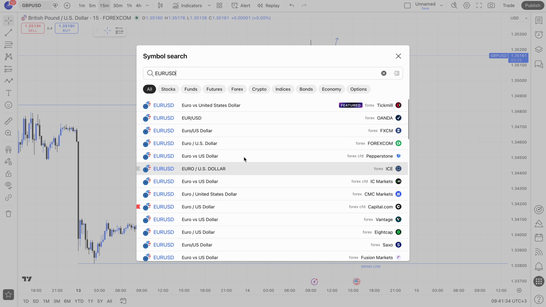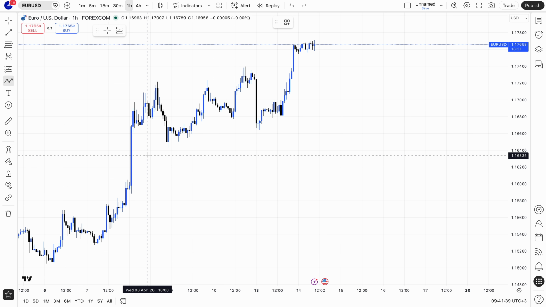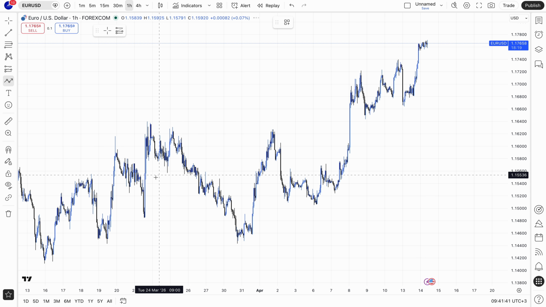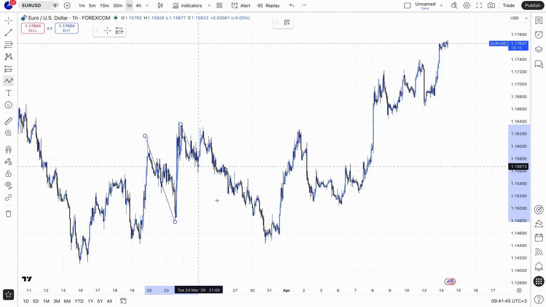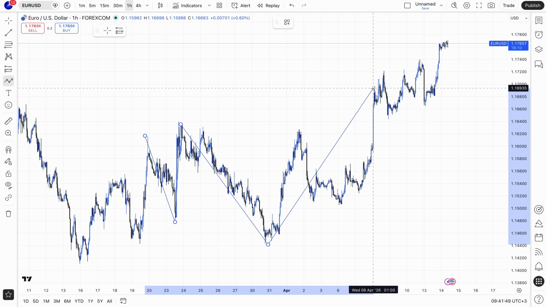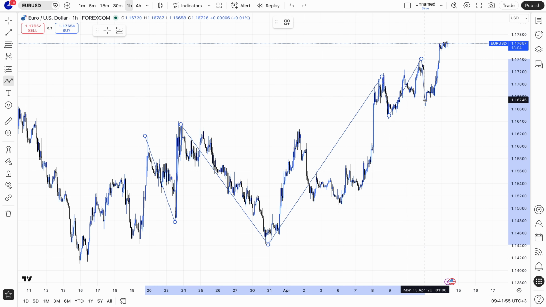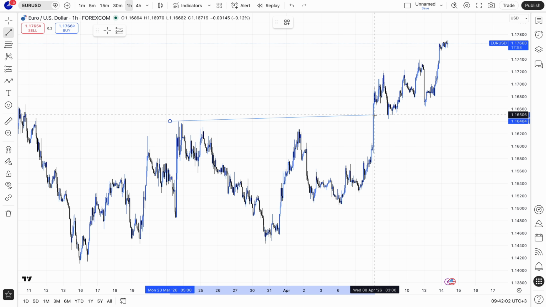Then EU also was simple, super simple. You can also see we have here our break of structure, change of character, then the change of character to the upside, then a break of structure to the upside, then a continuation break of structure to the upside. So this was our change of character to the upside.